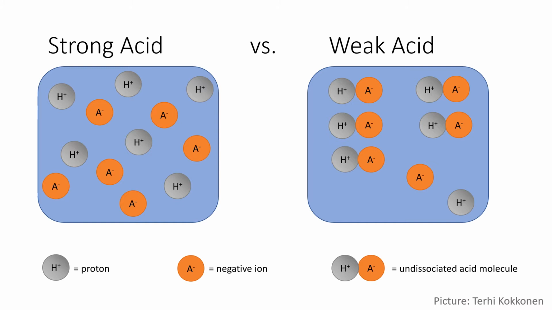A weak acid, heikko happo, dissociates only to a very small extent in aqueous solution. As we just saw, acetic acid, etikkahappo, is a weak acid and as such does not completely dissociate in water, so the intact and dissociated forms are in equilibrium in solution.